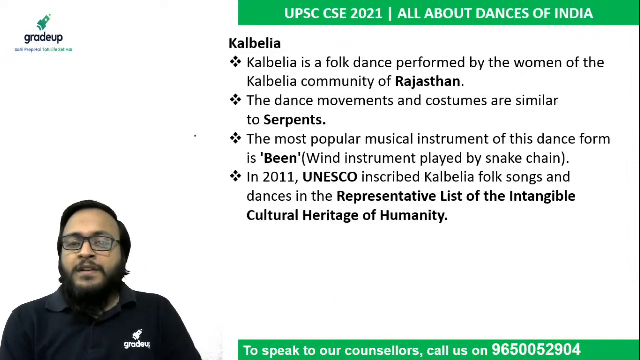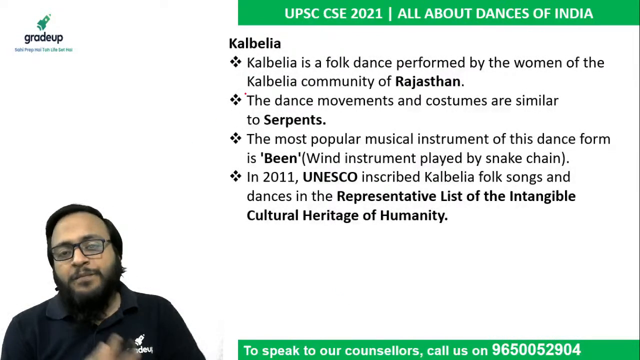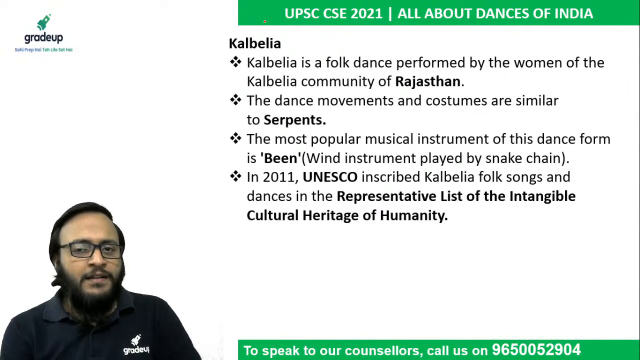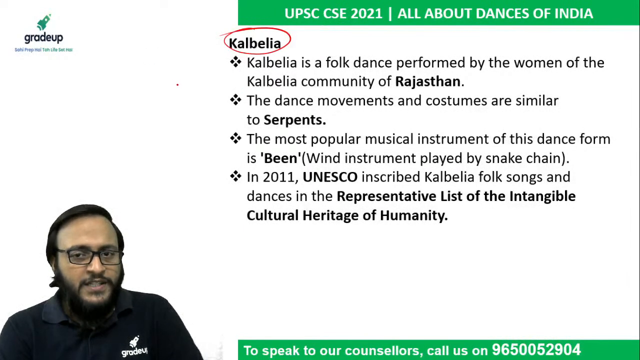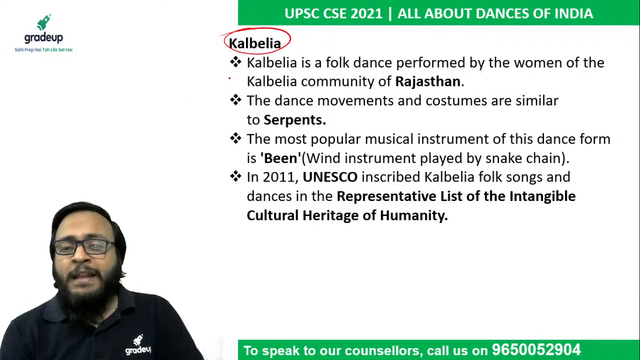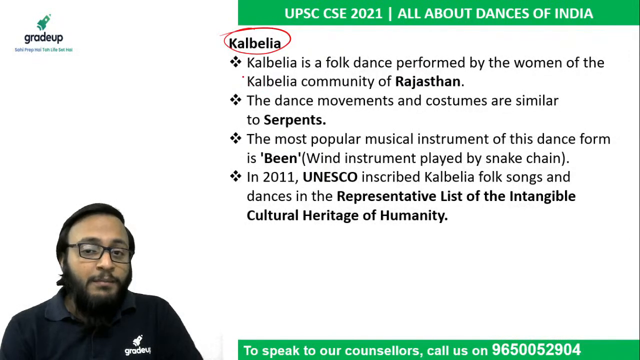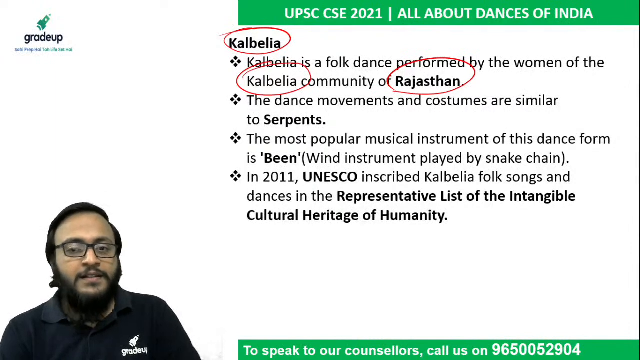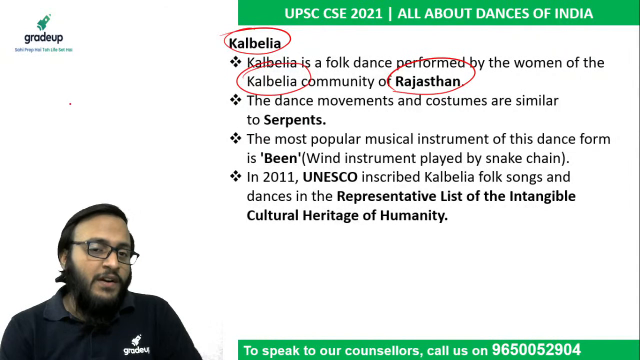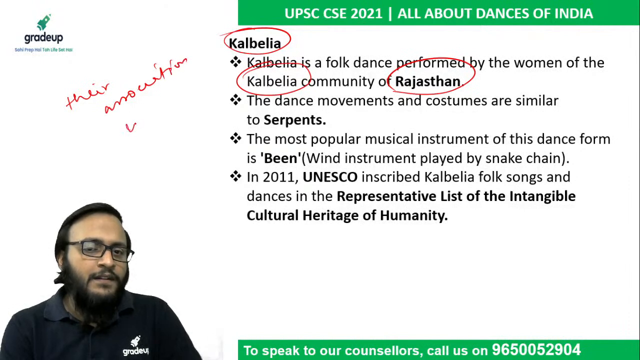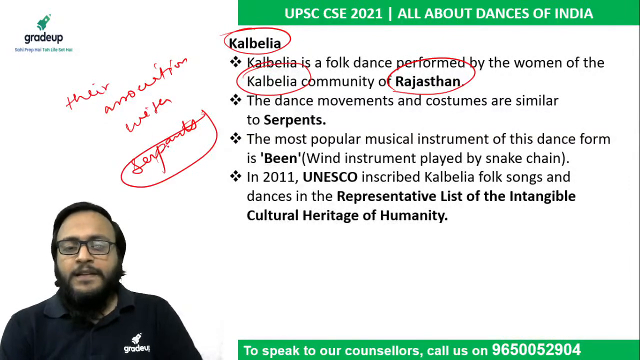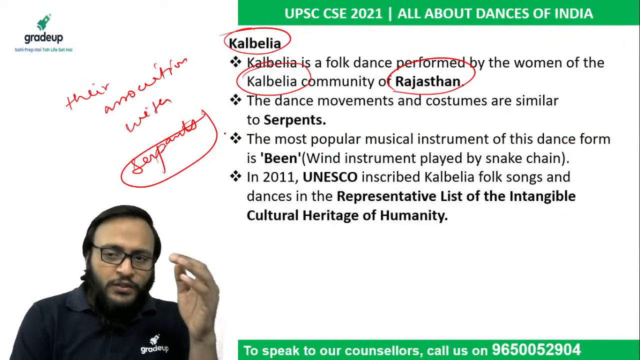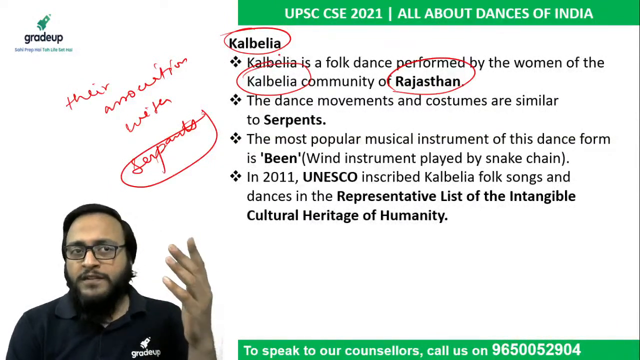Now, Kalbelia. Kalbelia is the next important folk dance, and many a times questions have been asked on it. The Kalbelia folk dance is performed by the women of the Kalbelia community of Rajasthan. Why are they called Kalbelia? Because of their association with the serpents. Serpents means snakes. So usually, Kalbelia was a group of snake charmers.